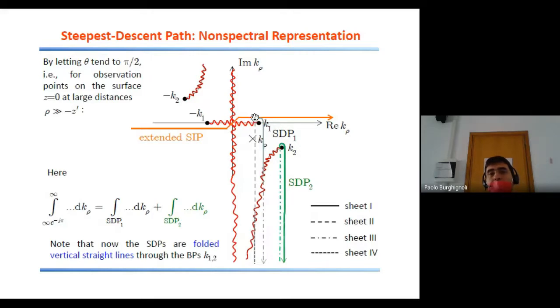Now, these are, of course, the most convenient paths for numerical evaluation. That is because, by definition, the integrand decays most rapidly along them, since they are steepest descent paths. And so, therefore, you don't need to integrate very far from the branch points, because the integrand decays exponentially if you go farther and farther from the branch points along those paths.